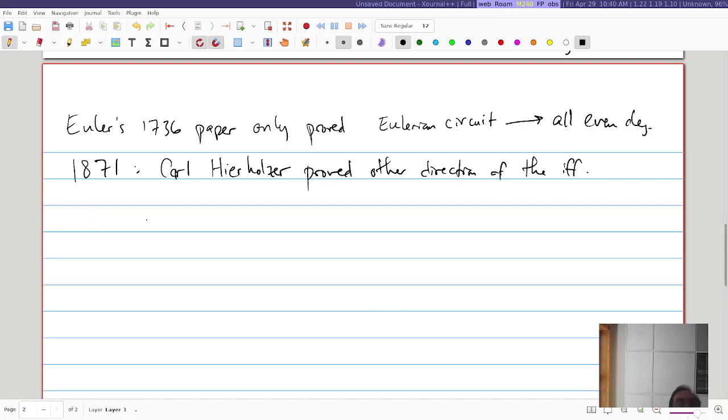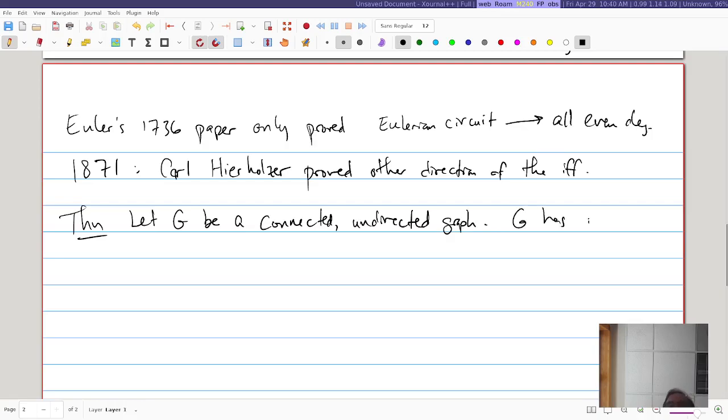in other words, the theorem is, let G be a connected, undirected graph, and then G has an Eulerian circuit if and only if every vertex has even degree.